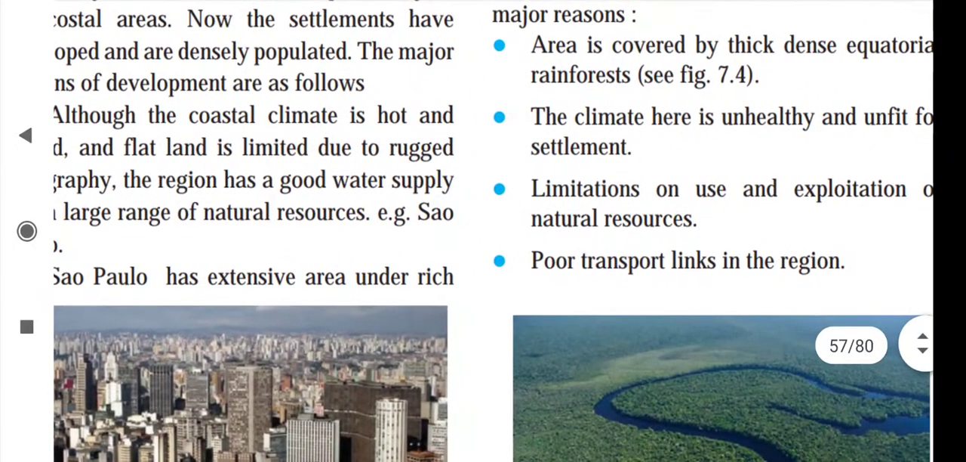Good morning everyone. Today we will continue the second part of the 7th chapter of the 10th standard, that is human settlement.